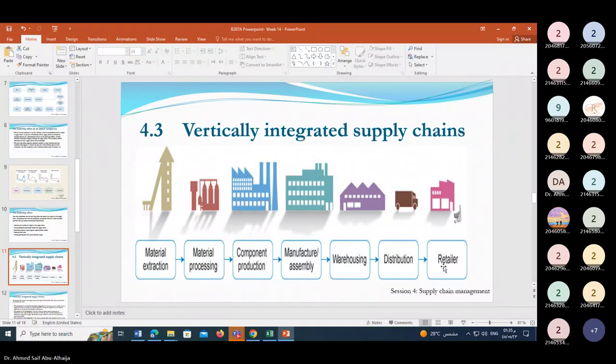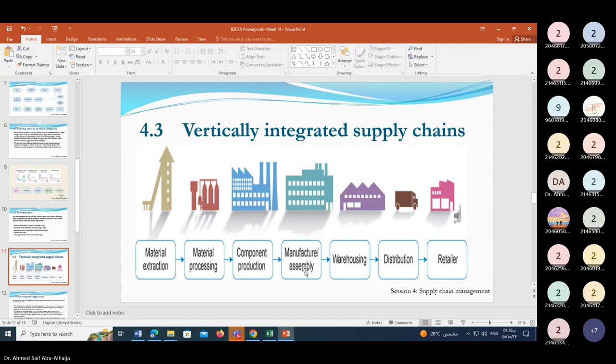Once we talk about vertical integration, we talk about, one of the definitions, to own the other members. شيء كيف يعني؟ Okay. Maybe you are manufacturing. منتج.